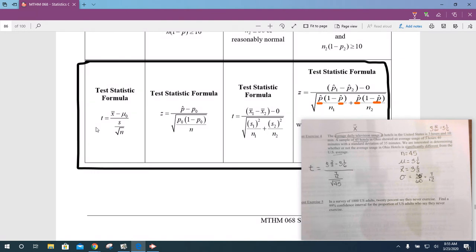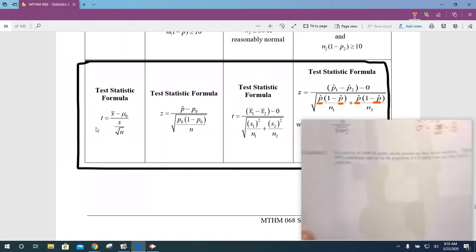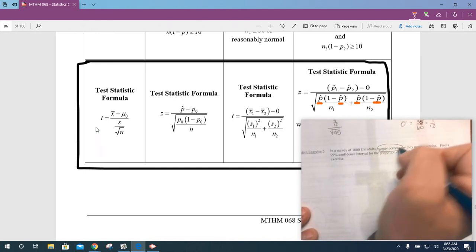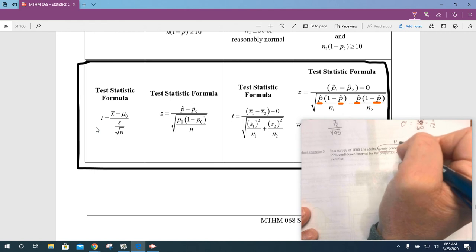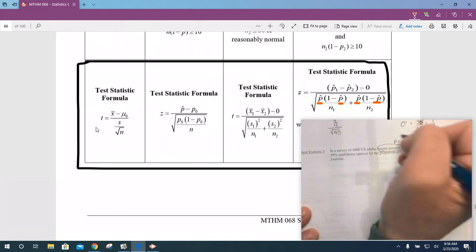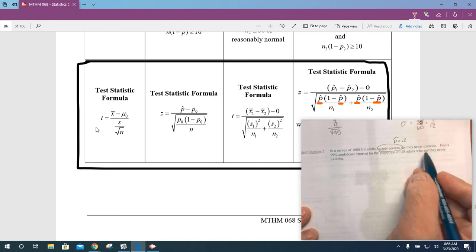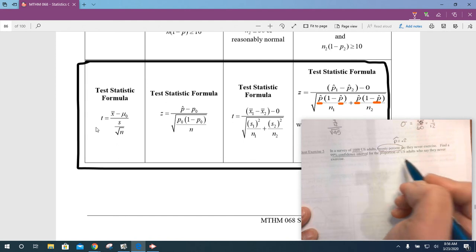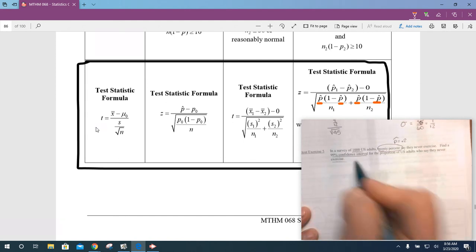Last exercise, number 5. In a survey of 1,000 U.S. adults, 20%, that makes it a proportion right away. P hat is equal to 20%, or 0.2. They say they never exercise, and it was out of 1,000, n. Find a 99% confidence interval for a proportion of U.S. adults who say they never exercise.